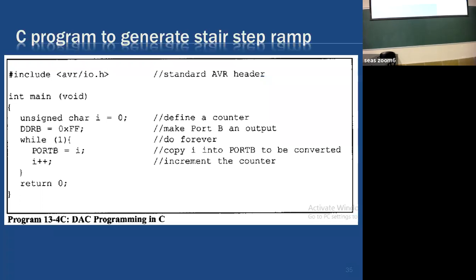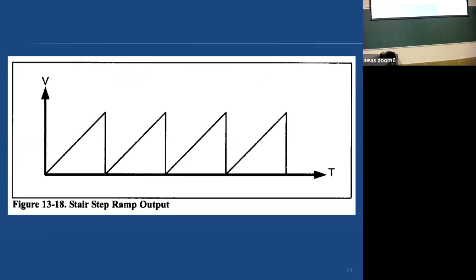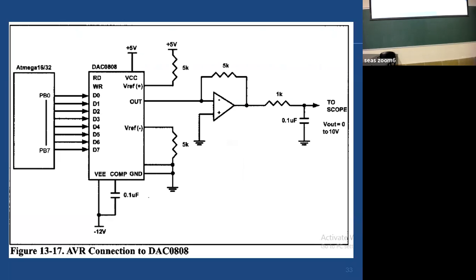So here is a simplified example. Right? So here is our program. Include our AVR header file. We have the main function, unsigned char i. So we define a counter, right? Then we have port B, that is the output port. So port B is connected here. If you look at it, this is port B connected to the DAC chip.